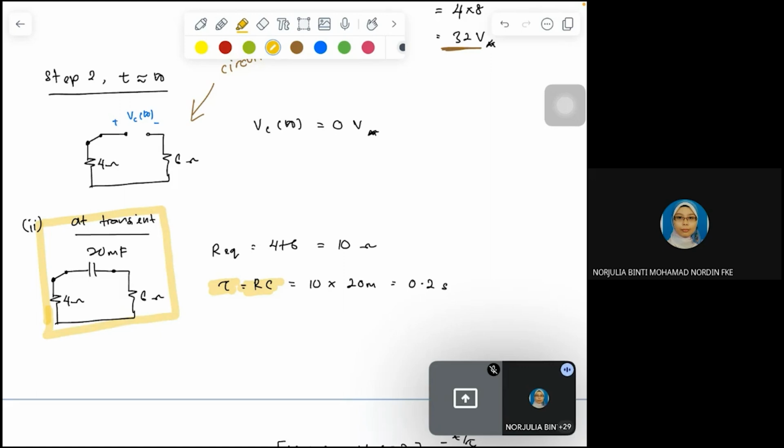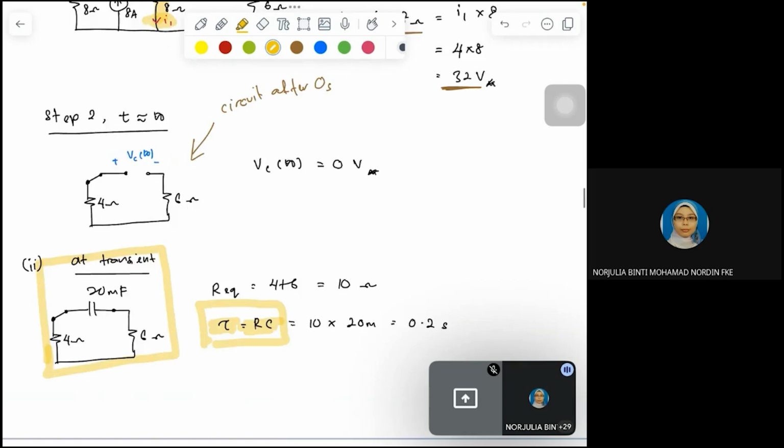Okay, so this is the circuit after 0, and from this circuit, there are no sources. You need to take out your capacitor to calculate the R equivalent. So when we take out the capacitor, the R equivalent is actually equal to 6 in series with 4 ohm, which is equal to 10 ohms. Then use this formula to find the time constant for this particular RC circuit, which is equal to 0.2 seconds.